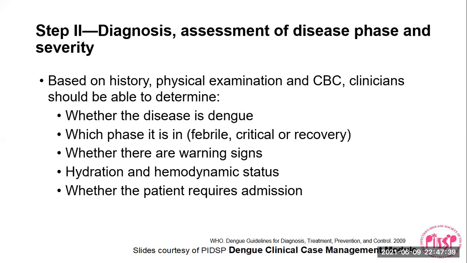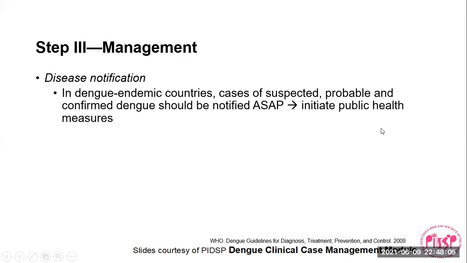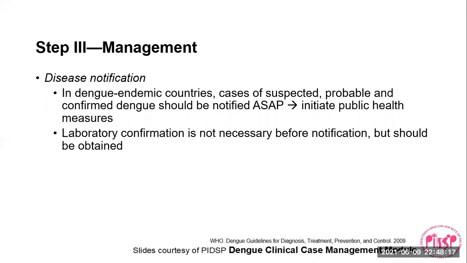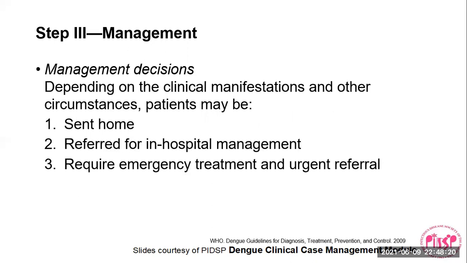So the second step is diagnosis and assessment of the disease phase and disease severity. Based on the history, physical examination, and the CBC, the attending clinician should be able to determine if the patient indeed has dengue and in what phase of the disease the patient is in, if there are warning signs, what is the hydration and the hemodynamic status, and whether the patient requires admission based on this information. Also, disease notification is important because public health measures should be initiated once a dengue probable case is seen. Laboratory confirmation is not necessary before notification but should be obtained.